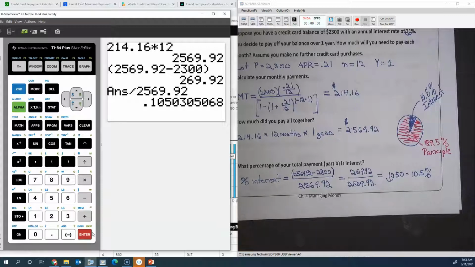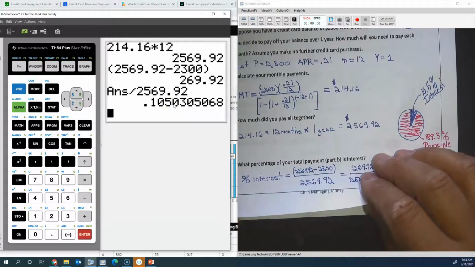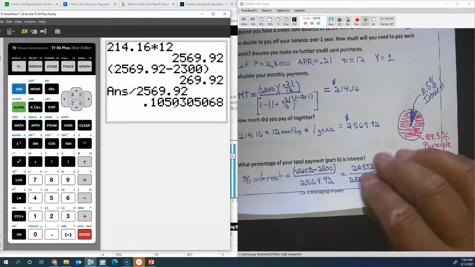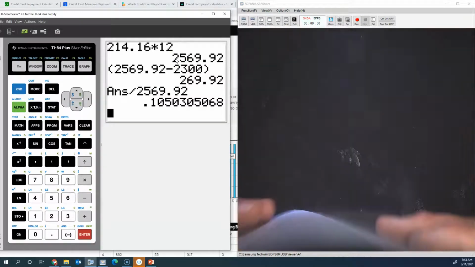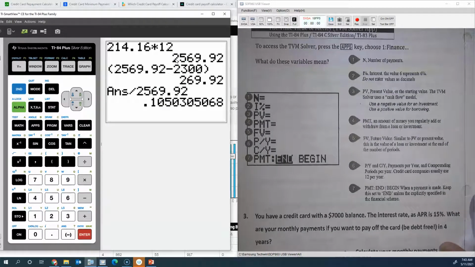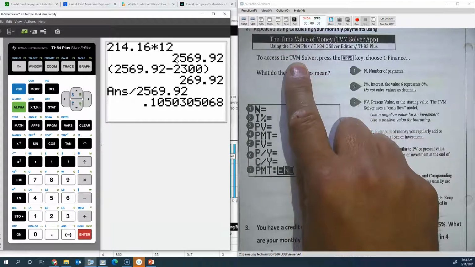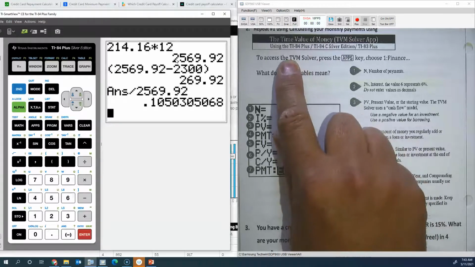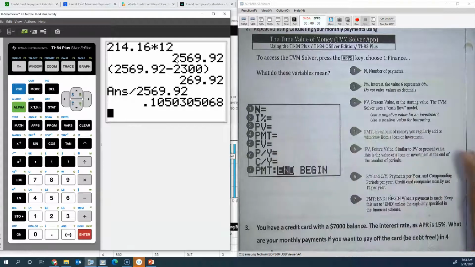All right, now, the cool thing is, all of the typing in of this equation that you've been doing, you can have it done automatically on your calculator. That's what I'm going to show you how to do now. We're going to take this exact same problem and use what's known as the TVM solver on your calculator. TVM stands for time value of money, and it's on your calculator.